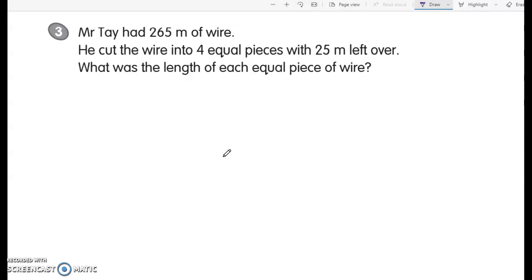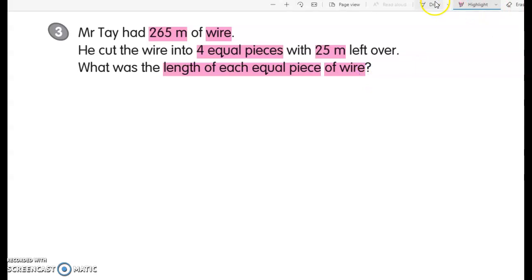Alright, so let's highlight the keywords to help us understand first. We know that this wire is 265 meters. Then what happened to the wire? Mr. Tay went to cut it into 4 equal pieces. And then there are still some wires left. How long is that? It's actually 25 meters. So what do we need to find out? We need to find out what was the length of each equal piece of wire.